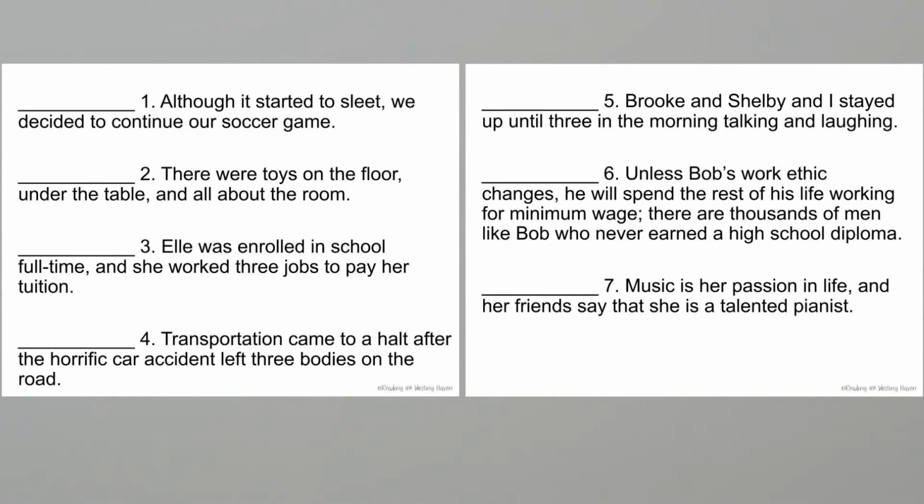Let's look at sentence number 5. Brooke and Shelby and I stayed up until 3 in the morning talking and laughing. That sentence is simple. It has 1 subject and 1 predicate. Let's look at sentence number 6. Unless Bob's work ethic changes, he will spend the rest of his life working for minimum wage. There are thousands of men like Bob who never earned a high school diploma. That one is compound, complex. And the last sentence, music is her passion in life, and her friends say that she is a talented pianist. That sentence is also compound, complex.